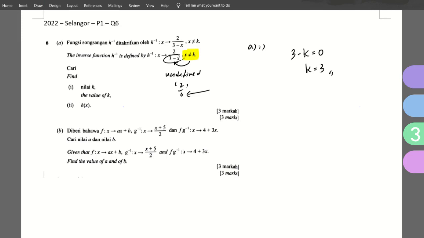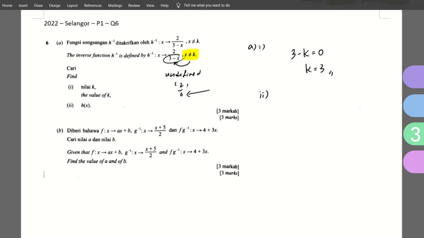Let's go to part 2. This question requires us to find the original version of h. Okay? But it is given the inverse function only. So what we need to do is transform it from inverse to original. So what is the solution? Let's go to step number 3.